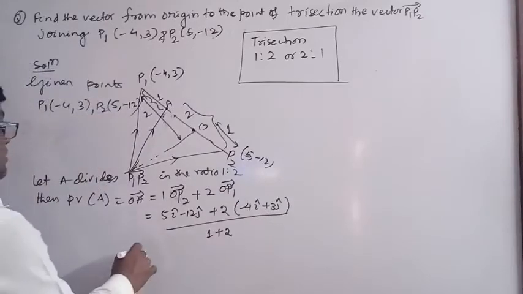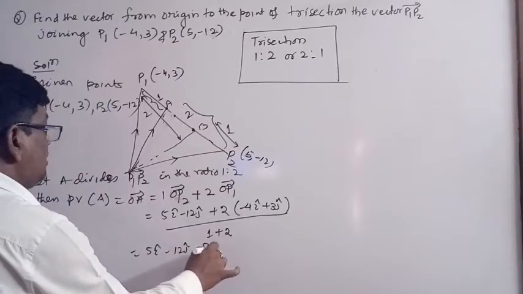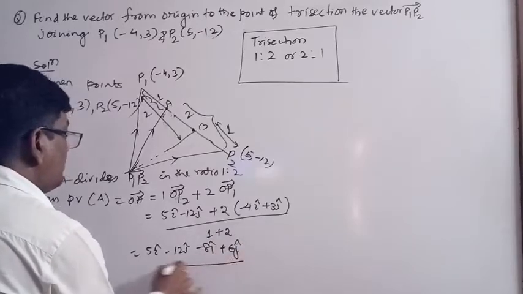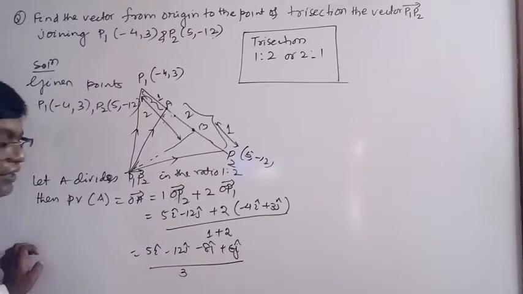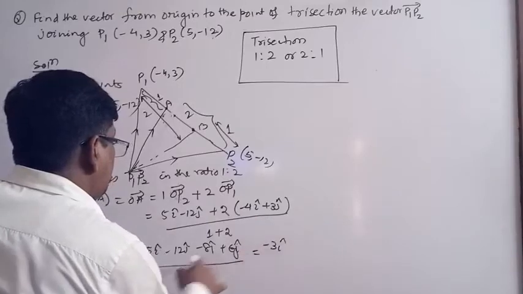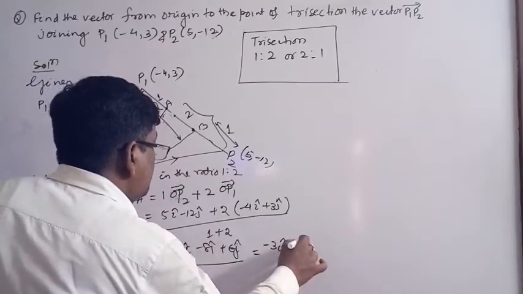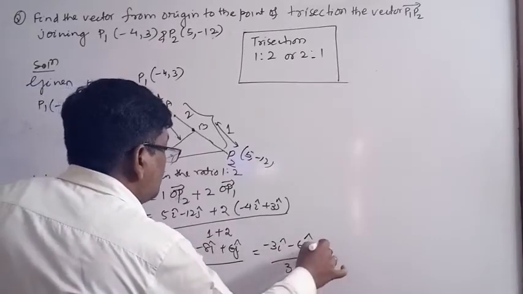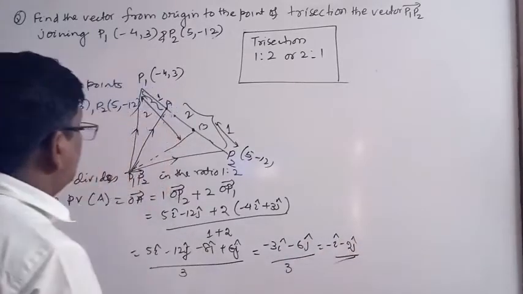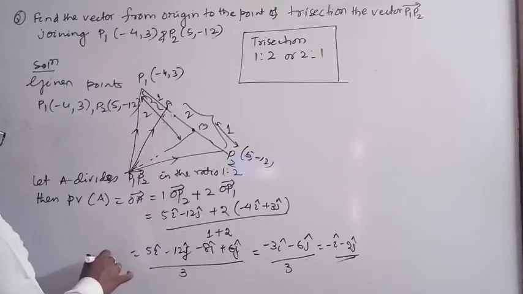So this is equal to 5i minus 12j minus 8i plus 6j, divided by 3. So 5i minus 8i is minus 3i, and minus 12j plus 6j is minus 6j, divided by 3. So minus i minus 2j. This is the position vector of OA, the position vector of A.